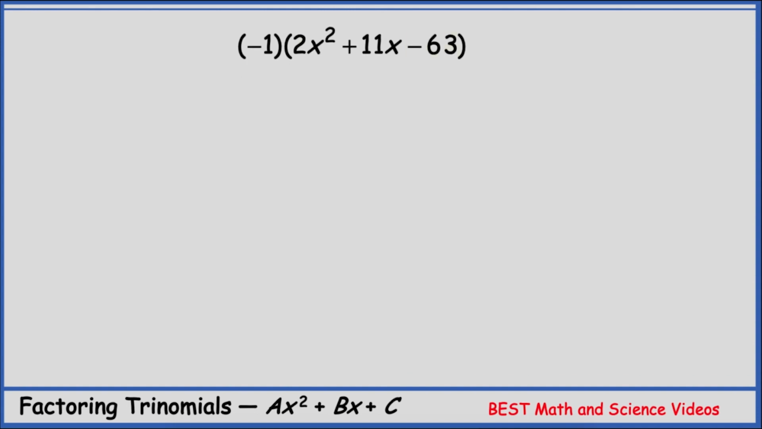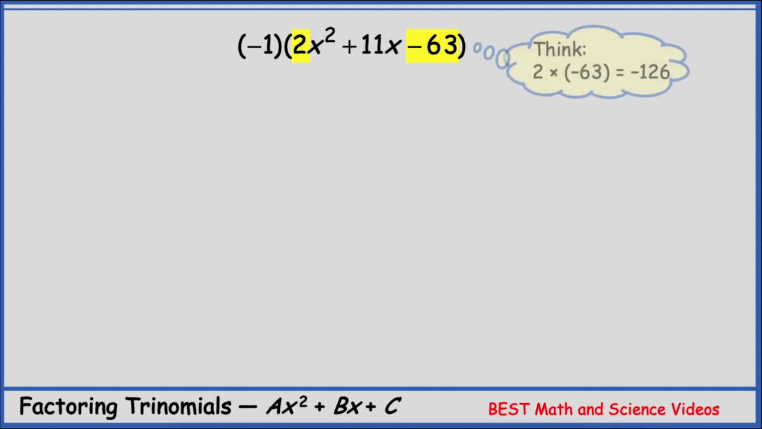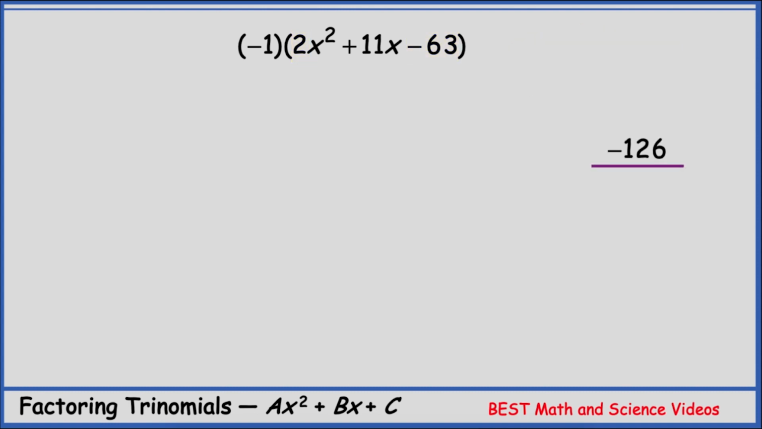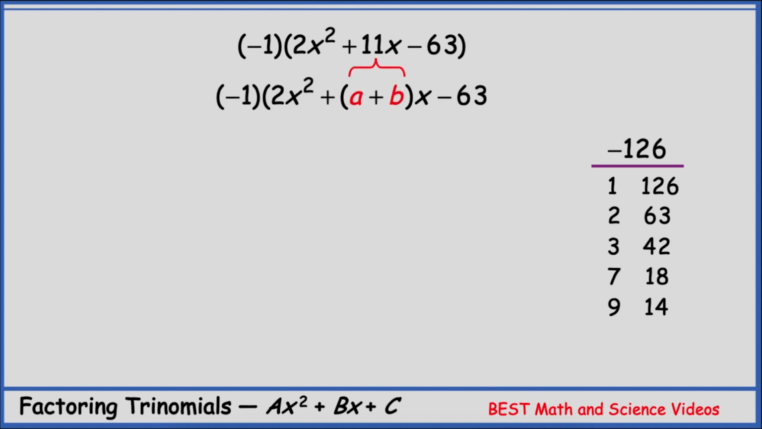So start by noticing the coefficient of x squared, 2, and the constant, negative 63. And then multiply them to get negative 126. You need to find two integers with a product of negative 126. You can check to see that possible pairs are 1 and 126, 2 and 63, 3 and 42, 7 and 18, 9 and 14. Remember, to get negative 126, one of the numbers must be negative, and you must be able to add the numbers to get 11.